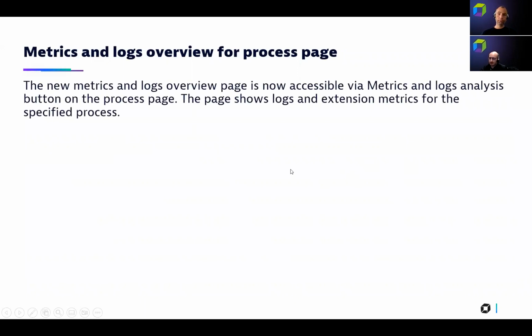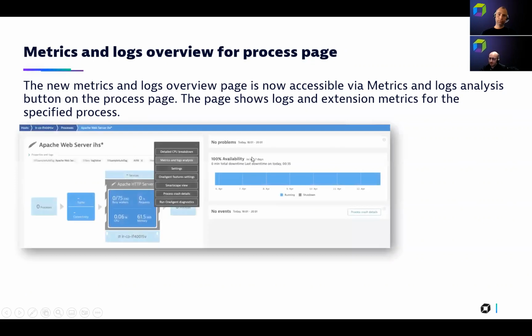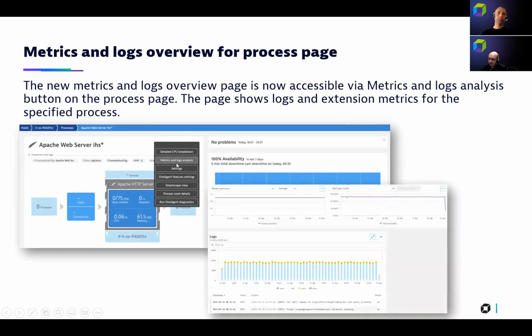Additionally, we introduced the metrics and logs overview button available under the entity page. Again, I think it explains itself. When you go to the process entity and click on this metrics and log analysis, it will direct you to the relevant extension metrics, process logs, and all the other process-related metrics in your environment.